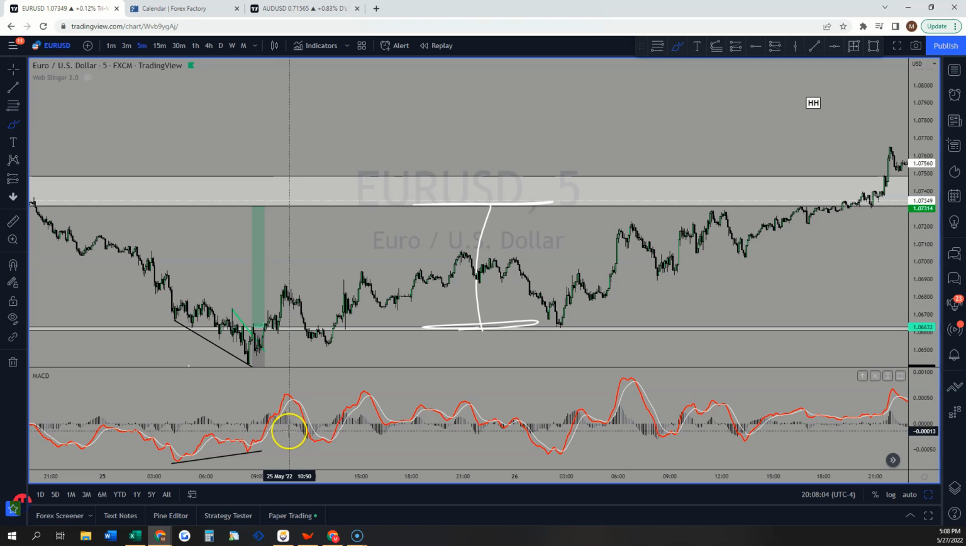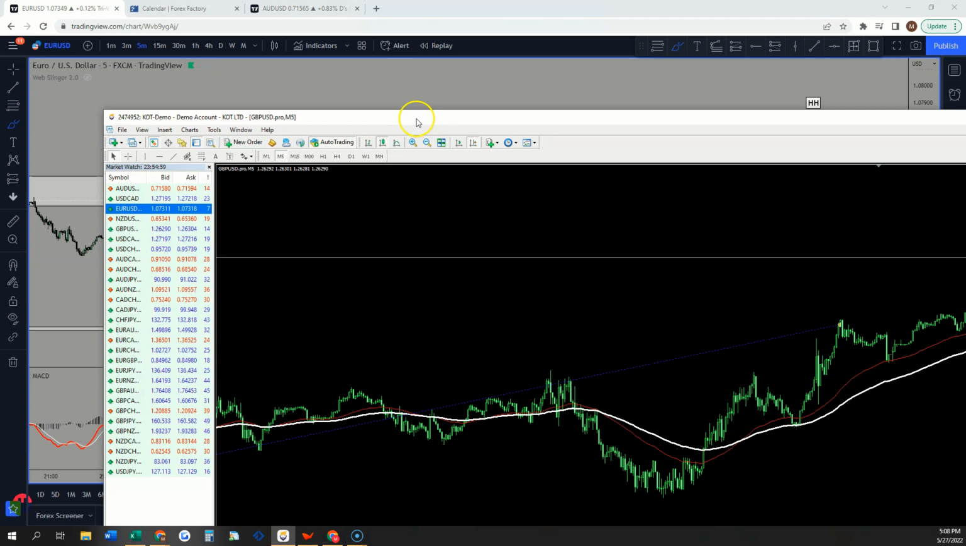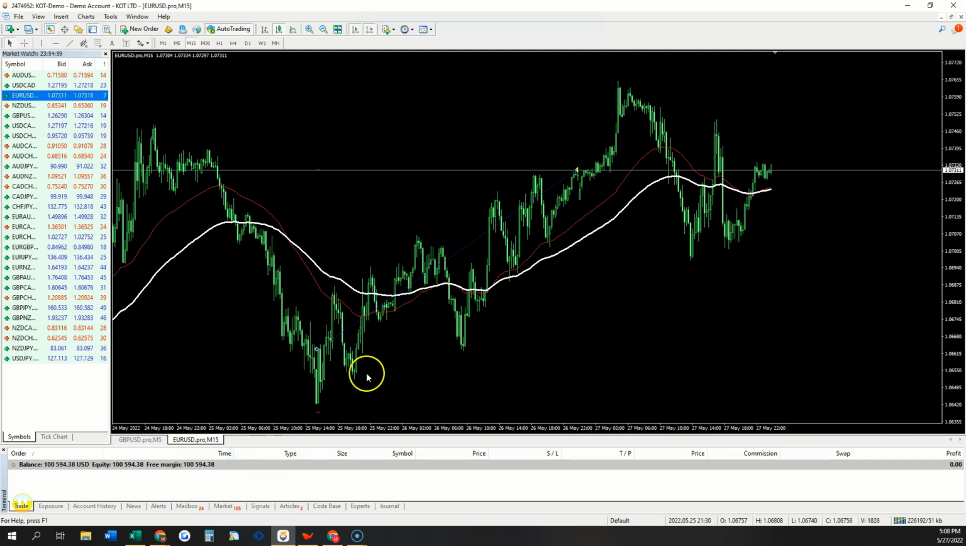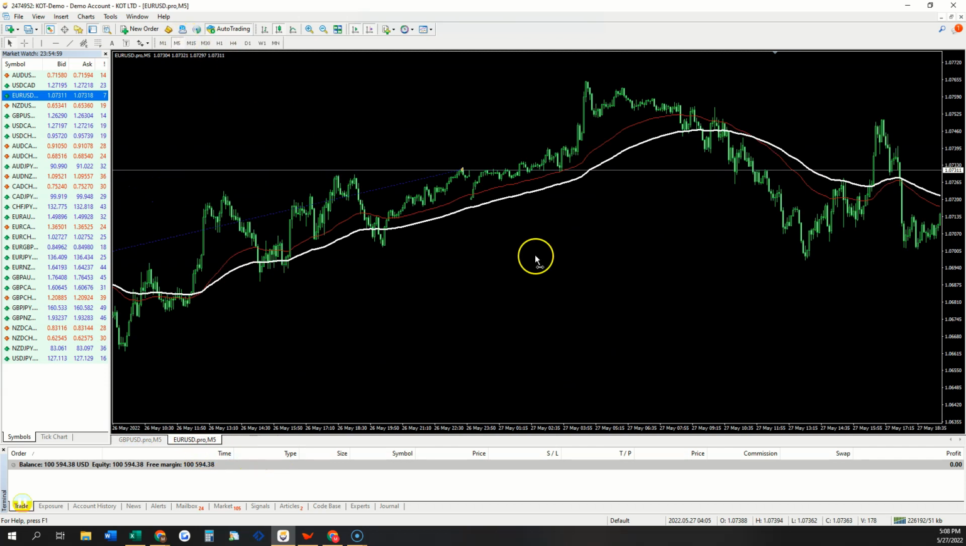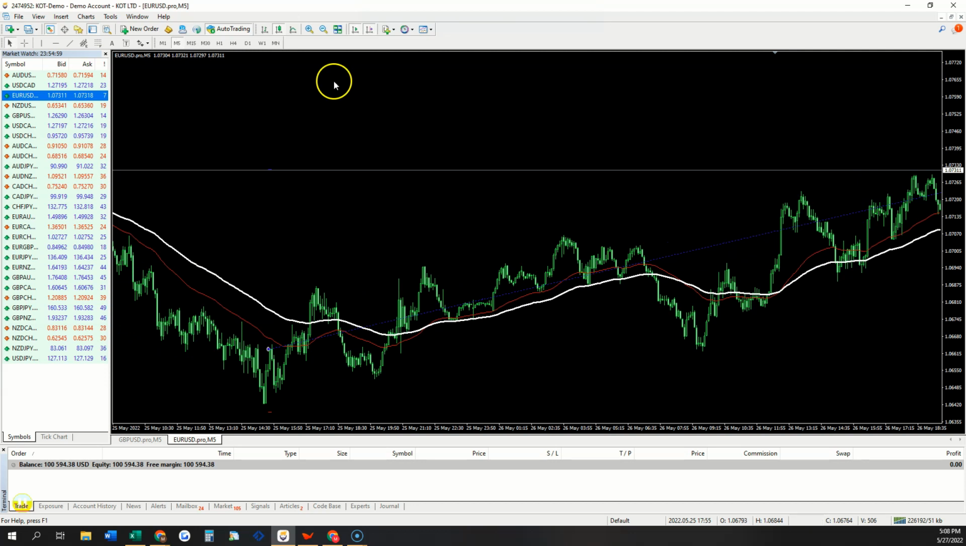That's it for this week. Trade of the week was pound dollar. We did catch Euro USD as well. And take a brief look, Euro USD here on MT4 for the actual execution. And there we have it.